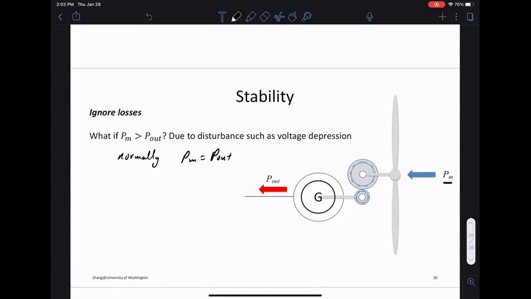But it's very possible that since this is a wind turbine, you have more wind, and suddenly you have an increase in mechanical power that is not matched by the electrical power output. So what happens in this case? Let's say you have a sudden gust of wind, and we have more mechanical power, but we're not outputting that much electric power. So where does this power go?